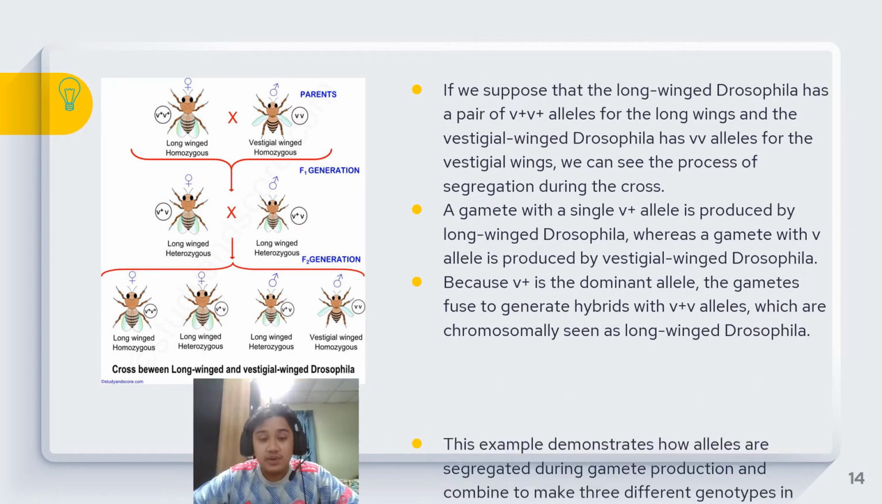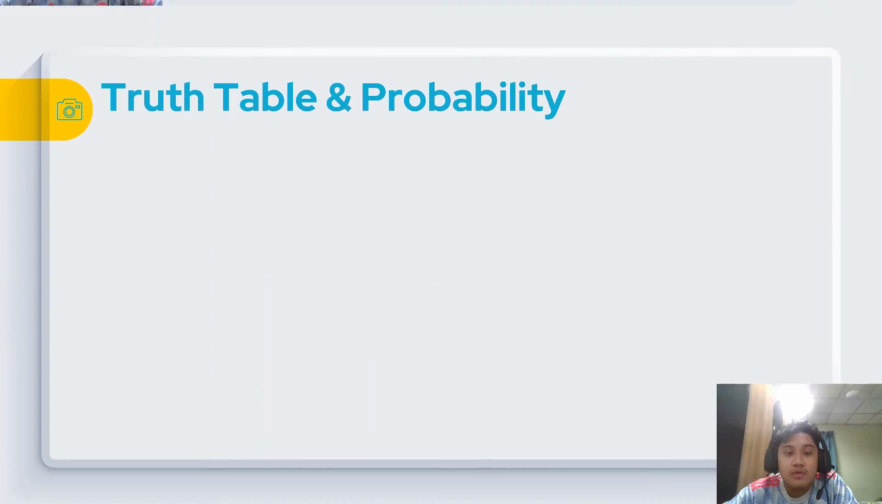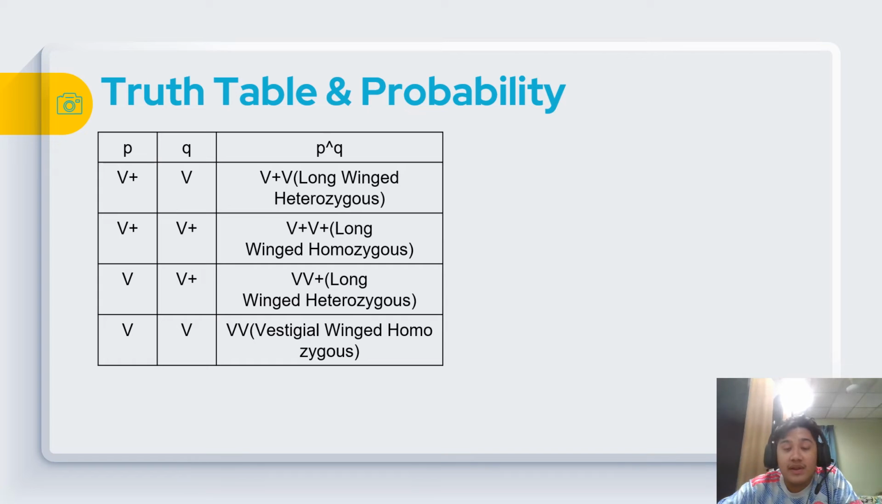As you can see from the diagram, it shows how alleles are segregated during gamete production and combined to make three different genotypes in hybrids. To relate our experiment with the subject discrete math, I made a table and probability calculation for the cross between long-wing and vestigial-wing. You can see from the table there are two different alleles, V plus and v. From the combined alleles we can see three long-wing Drosophila were produced and one vestigial-wing was produced.